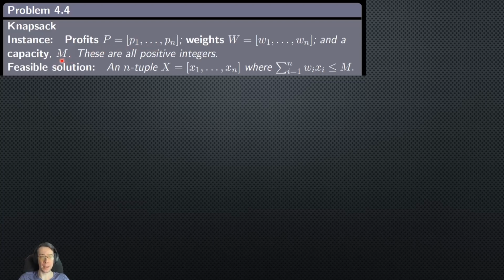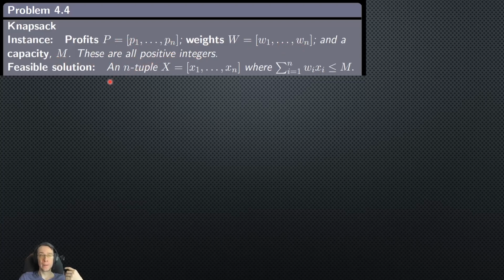And then there's a capacity M that's a weight limit. So you can only hold a certain amount in the knapsack before either you can't lift the knapsack or the knapsack rips in half or something like that. So there's this capacity or weight limit M that the total weights of items you place in the knapsack cannot exceed. And all of these values are positive integers.